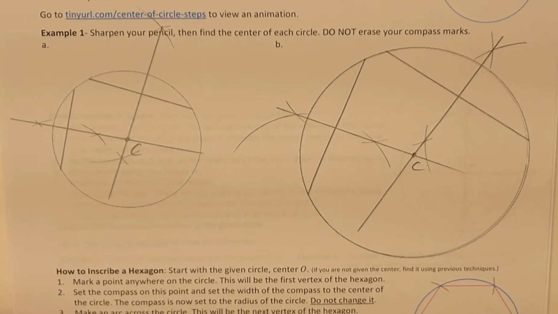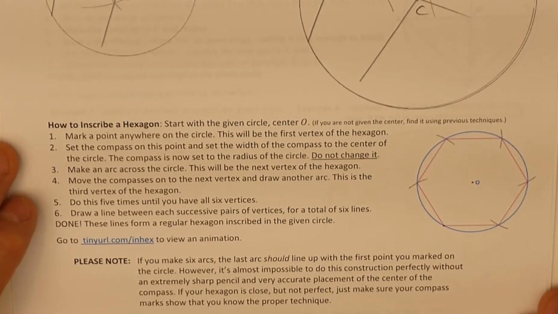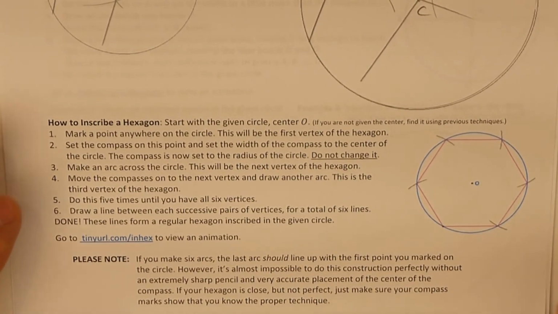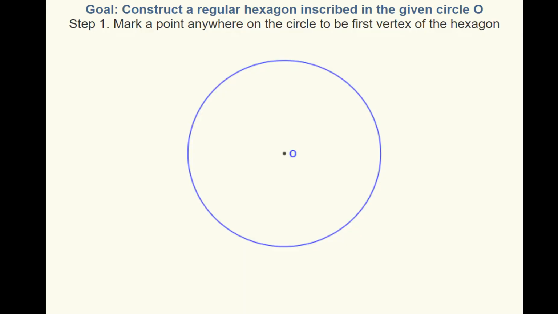So the next thing we're going to look at is how to inscribe a hexagon. The instructions for inscribing a hexagon are right here. So what I think we'll do is go ahead and watch that, and then I think I'll have this playing while we do it. We'll find that even though this is a hexagon, it actually turns out to be pretty darn easy to do.